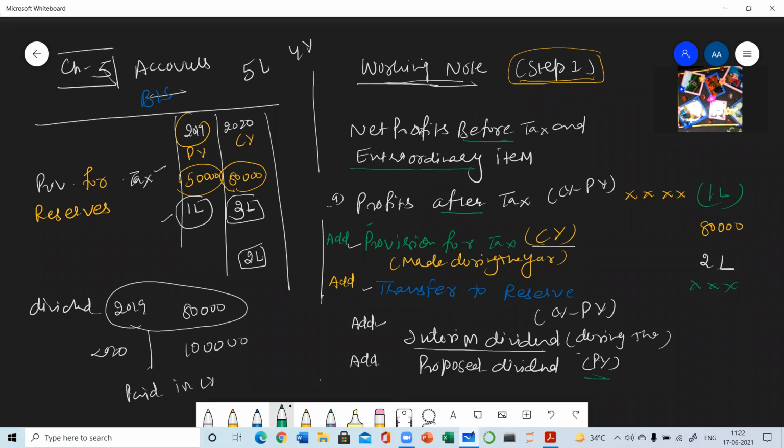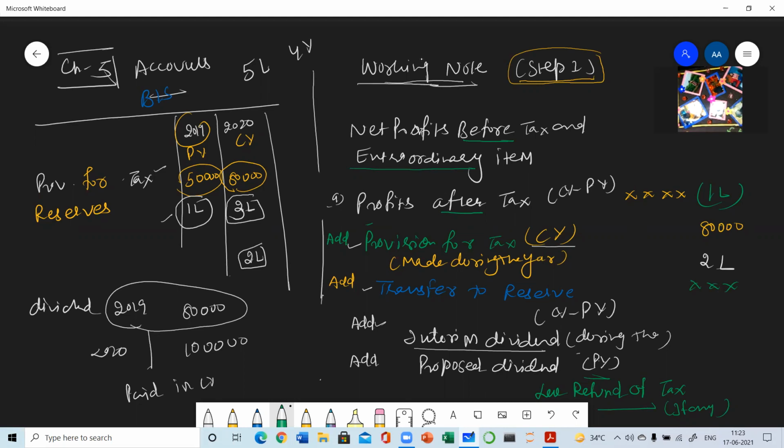Then 2 things are subtracted. Write down those 2 things which will be subtracted. Less refund of tax. Refund of tax will hardly be given in any question, but to complete the format, we need to do this. So all these 4 items will be added in the profit. Then less refund of tax, if any. It is not necessary that in every question it will be given.